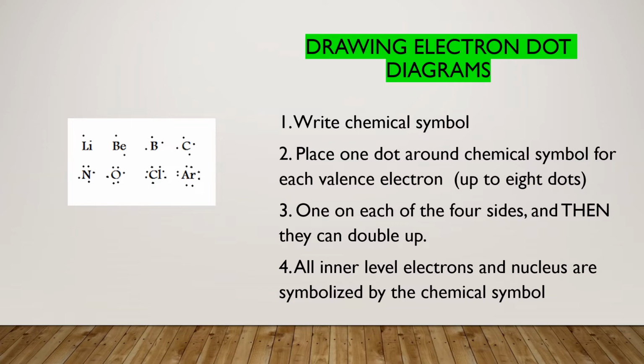For a dot diagram, you write the chemical symbol. So the one we were just using was aluminum. We place 1 dot around the chemical symbol for each valence electron, and we can have up to 8 dots. There are 4 sides here to aluminum. So when we look back, we saw that aluminum had its 3 valence electrons. So what we do is we draw them. 1, 2, 3. That's it. They have to be 1 on each of the 4 sides before they can double up. So we only have 3 sides going, so there's only 1 on each side.